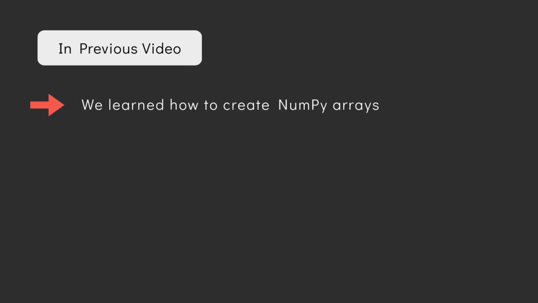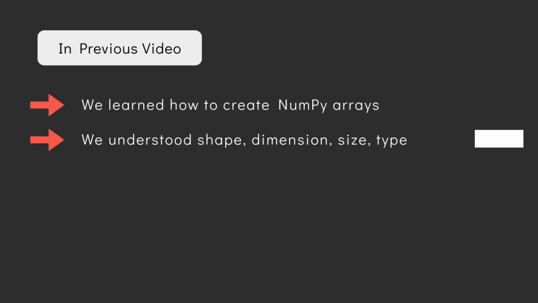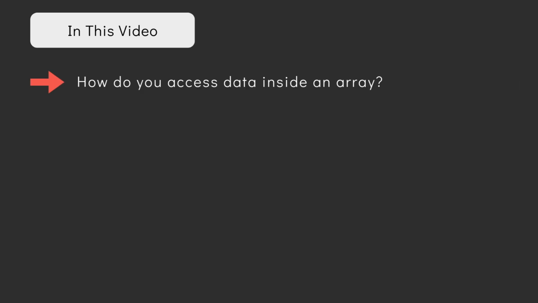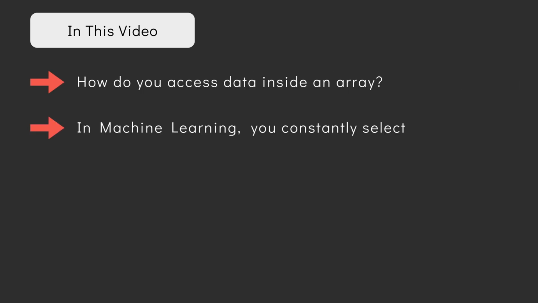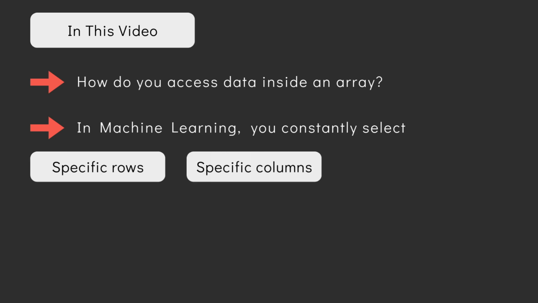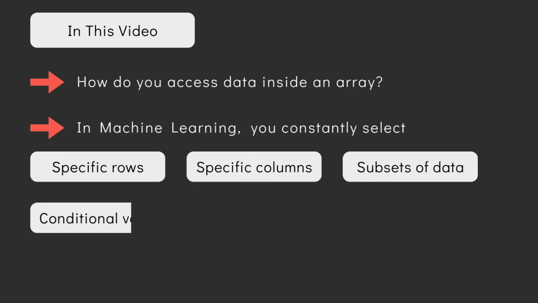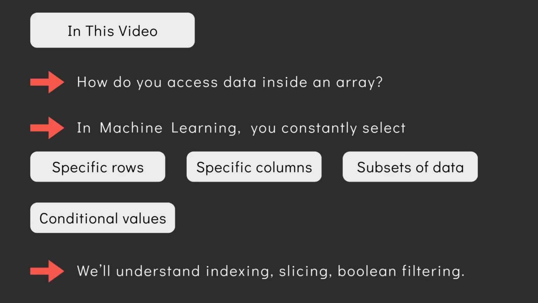In the previous video, we learned how to create NumPy arrays. We understood shape, dimension, size, and type. Now we move to something more practical. How do you access data inside an array? Because in machine learning, you constantly select specific rows, specific columns, subsets of data, and conditional values. So today we will understand indexing, slicing, and Boolean filtering.